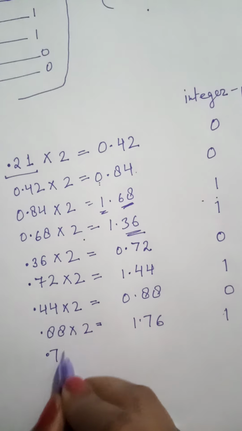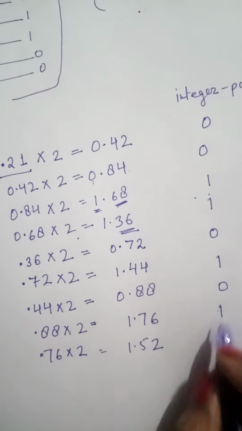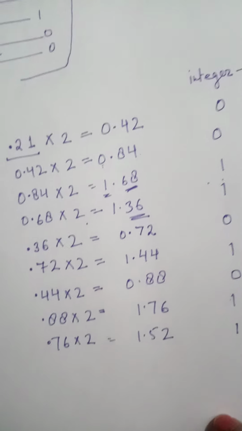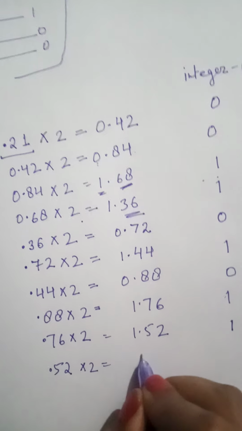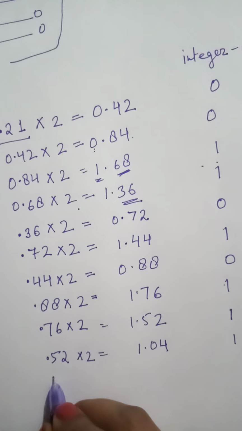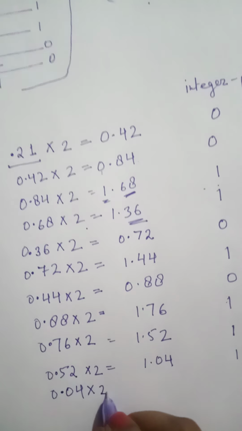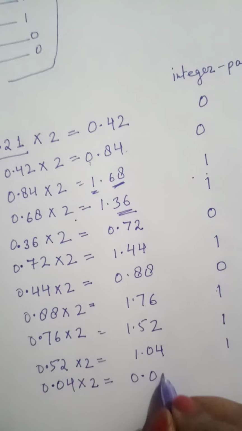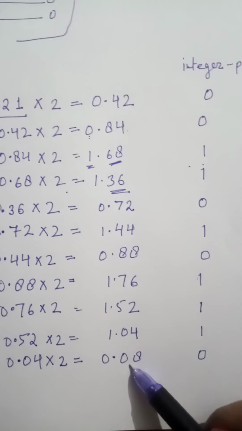1, 0.76 into 2, again 1, then 0.52 into 2, 1, then 0.04 into 2, 0.08, again 0. Now see, we are getting a fractional part again and again.